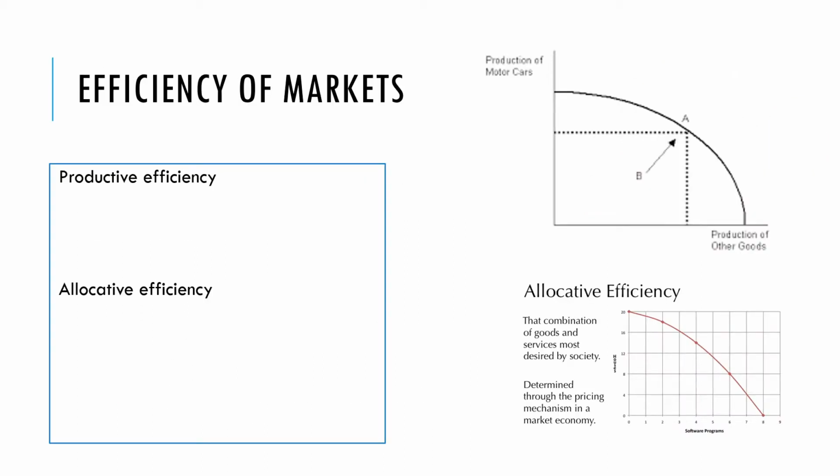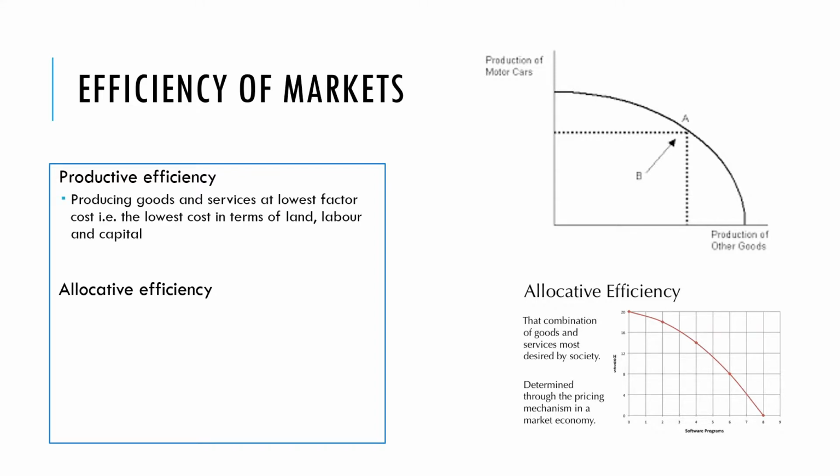So when we talk about efficiency of markets, is the outcome that we get from using the free market efficient? We can talk about it in terms of productive efficiency and allocative efficiency. The outcome is productively efficient if the goods and services are produced using the fewest resources, i.e. at the lowest cost in terms of land, labour, capital, etc. If the free market gives us this outcome, we would say it's productively efficient.